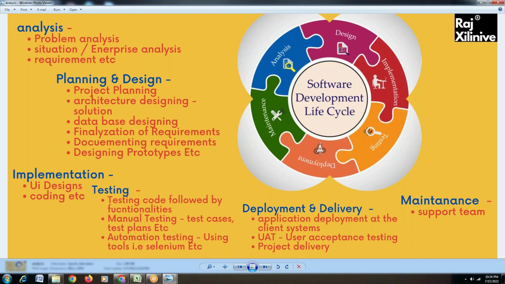So once the analysis is done, the next thing we call planning and design. In this planning and design, whatever project you are going to develop, that project planning, right, architectural designing, everything has to be done by 3 different people, because planning and design involves 3 different people.